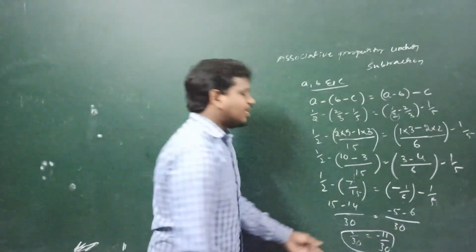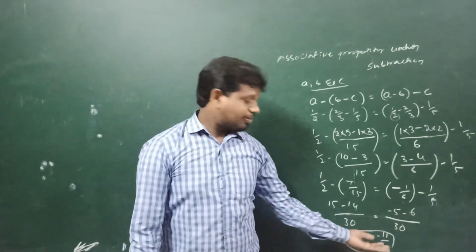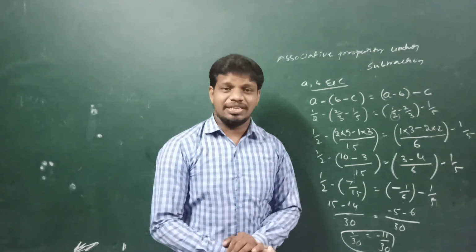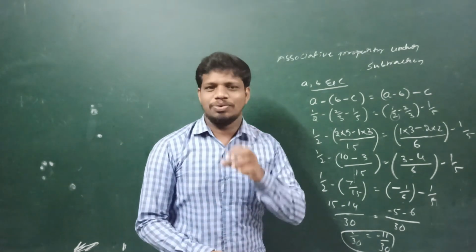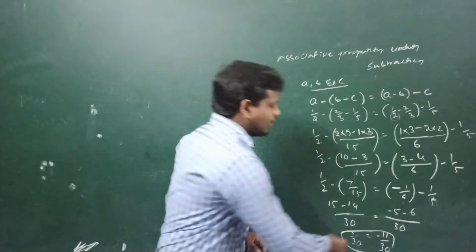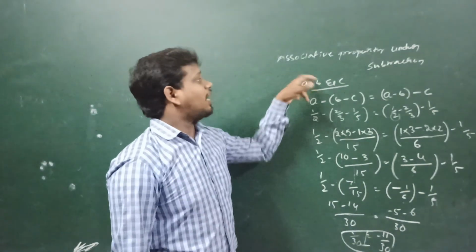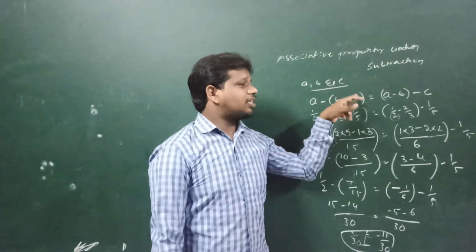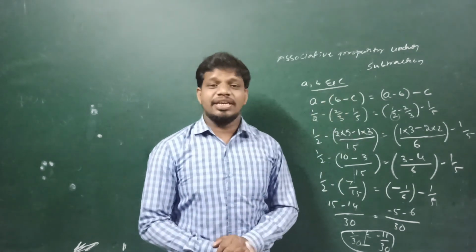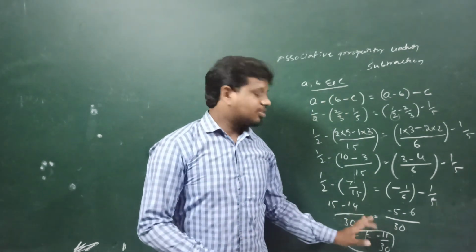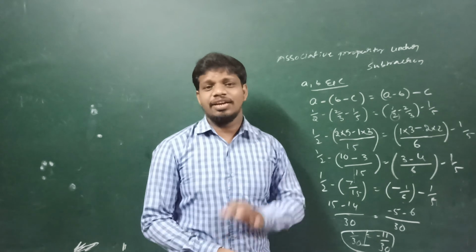Once see, children, LHS is 1 by 30 but RHS is minus 11 by 30. Are they equal? No, they are not equal. So what can we conclude? The rational numbers do not satisfy the associative property under subtraction. Okay children, did you understand?